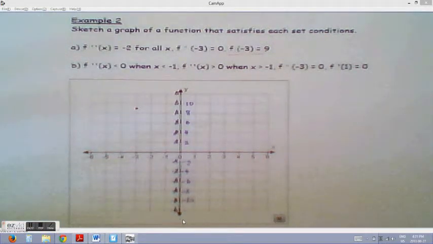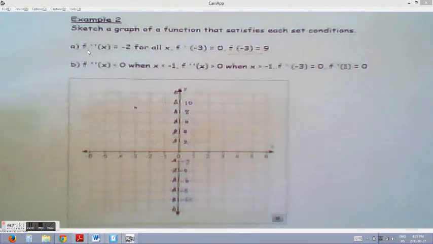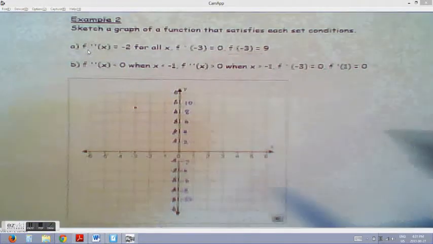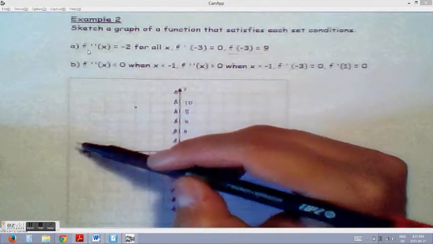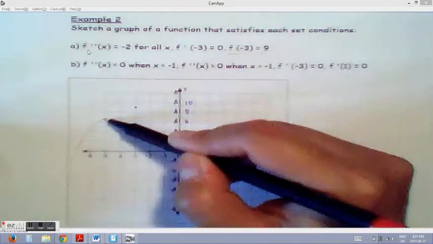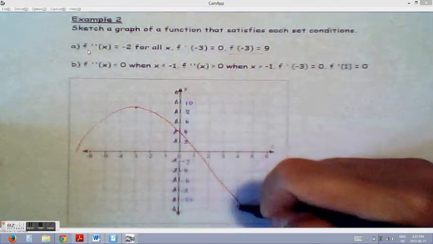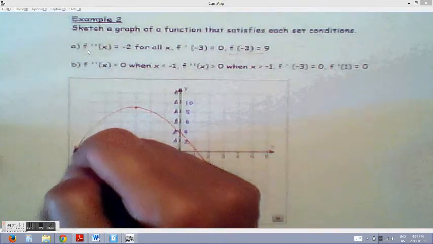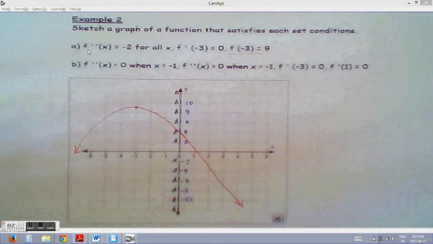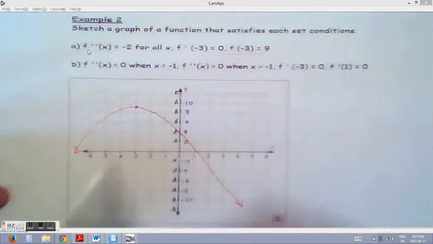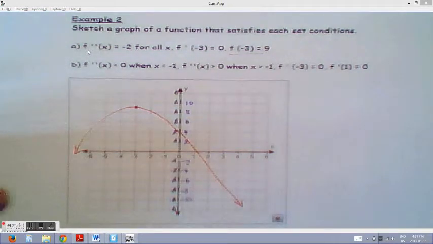Okay, so f double prime at x is equal to -2. So we know that it's going to be concaving down for all values of x. Okay, and we know that at -3, we have a local extremum. So in this case, if it's concaving down, it's going to be a maximum value. So it's quadratic. And I'm just going to make a sketch. There we go. Okay, perfect. And that's our sketch. And that would be complete.